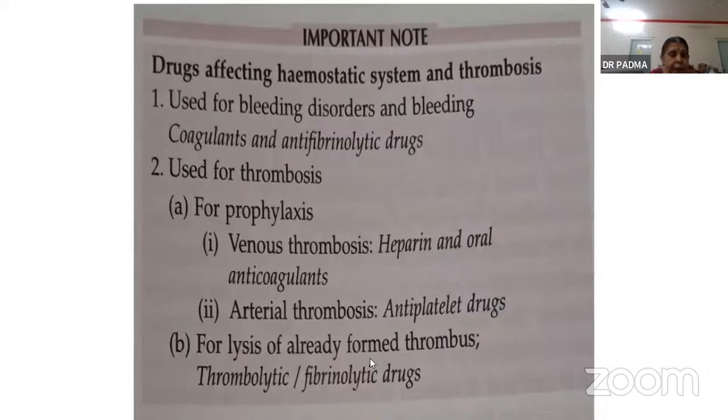Now, coming to some of the important things. The ones used for bleeding disorders and bleeding are coagulants and antifibrinolytic agents. Those used for thrombosis are heparin and oral anticoagulants, and for arterial thrombosis, antiplatelets; for lysis, fibrinolytics or thrombolytic drugs. So please note the names: thrombolytic, fibrinolytic, antiplatelet, anticoagulants, oral anticoagulants, injectable anticoagulants, antifibrinolytics and coagulants.